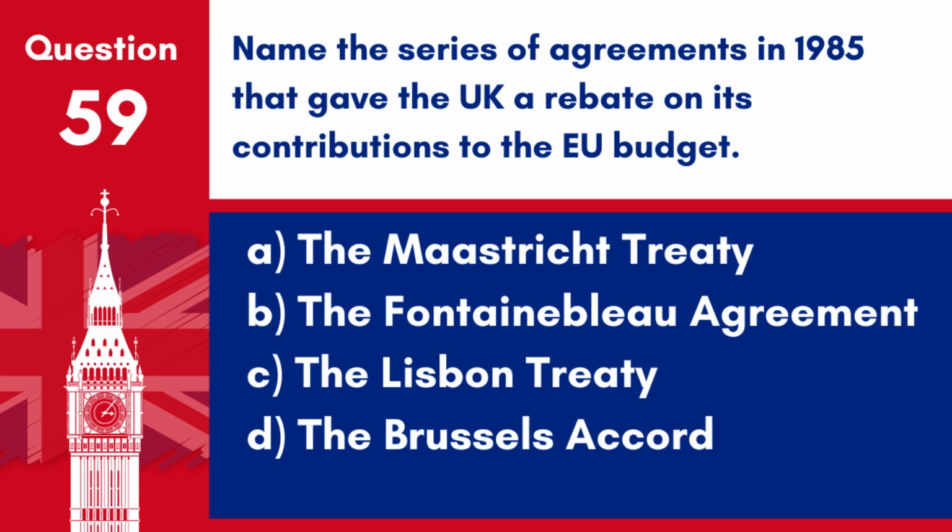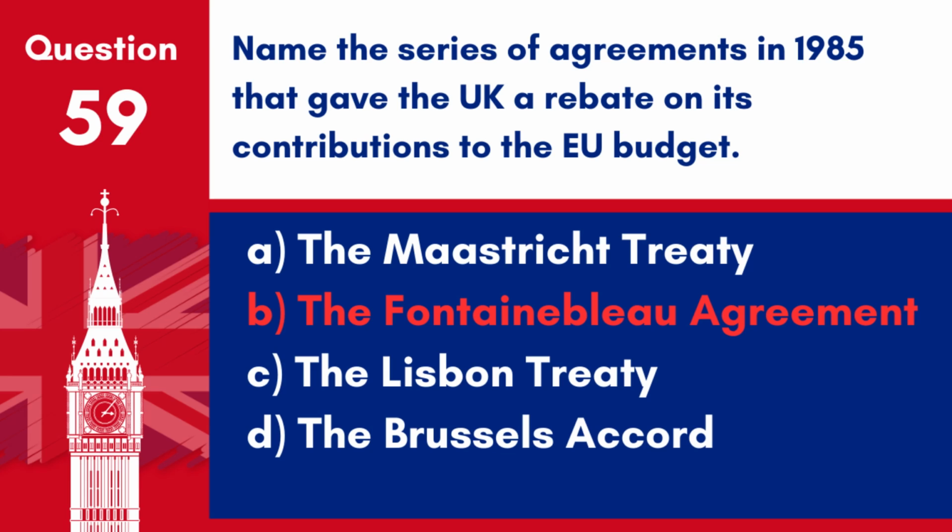Question 59. Name the series of agreements in 1985 that gave the UK a rebate on its contributions to the EU budget. A. The Maastricht Treaty. B. The Fontainebleau Agreement. C. The Lisbon Treaty. D. The Brussels Accord. Answer: B. The Fontainebleau Agreement. The Fontainebleau Agreement in 1985 resulted in the UK receiving a rebate on its contributions to the then European Community, now EU, budget.